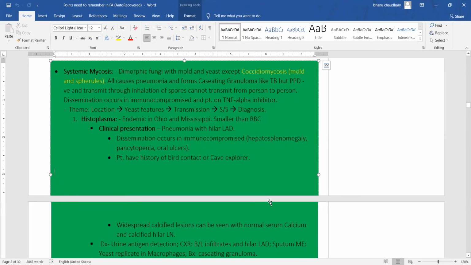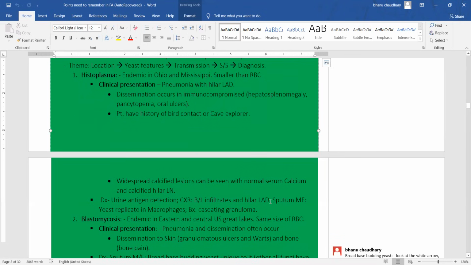Okay. Then how will you detect the yeast? Well, you can do the urine antigen detection test. Remember, in one more organism we have used this test, the urine antigen detection. Remember the name of the organism? Legionella. Exactly, Legionella. Okay, so in Legionella, and in the histoplasma, you will do the urine antigen detection test. Okay, so what you will see in the chest X-ray of the patient: you will see the bilateral infiltrates. Okay, you will get the patchy consolidations, patchy infiltrates, and the hilar lymphadenopathy, of course. That's for the TB-like disease.